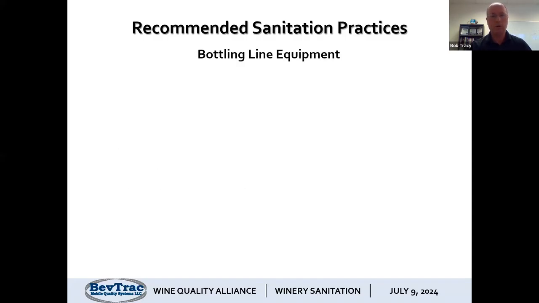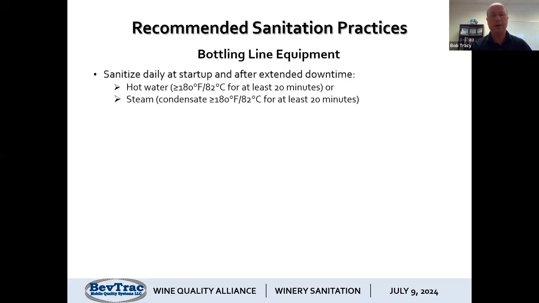Okay, so that was cellar equipment. What about the bottling line? Julie, do you know if most of the wineries use a mobile bottler? I would say a majority of them are using a mobile bottler and probably the same one. But there are a handful that bottle themselves. All right, so this still applies for all situations. So this is what I recommend for bottling equipment.